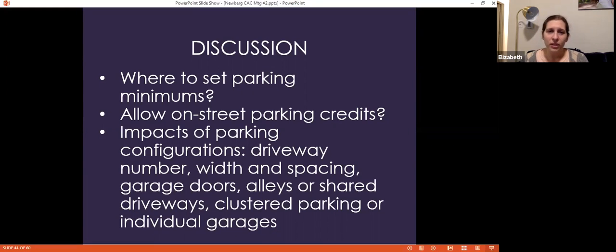So here I thought we'd take our opportunity to get some reflections from the group about parking generally, beyond what we talked about last time, also thinking about those images and what the impact of parking is on site design and neighborhood impacts. What overall direction can you provide us in terms of setting the parking minimums, considering on-street parking credits, and thinking about how that parking ultimately gets configured on the site?